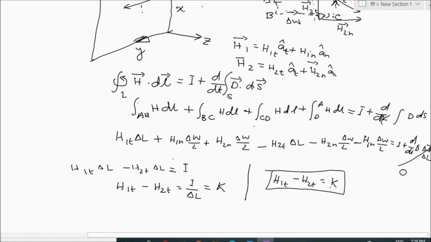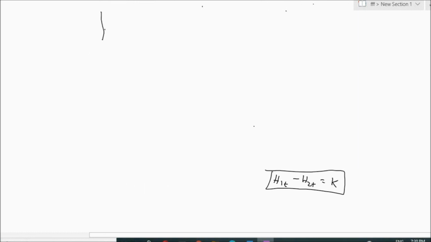As you see here, K is the surface current. If you deliberately put current on the boundary surface, you will see that the magnetic field at the boundary is discontinuous, right? H1T is not equal to H2T. So I want to get the generalized expression. This is my Z direction, this is Y direction, and this is X.